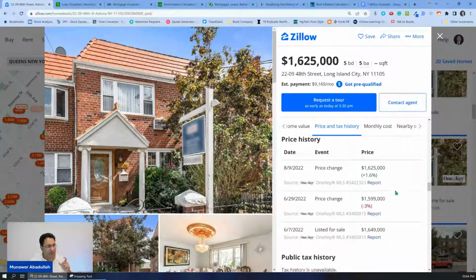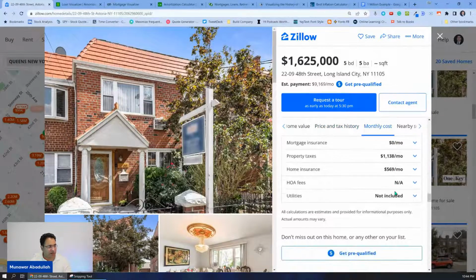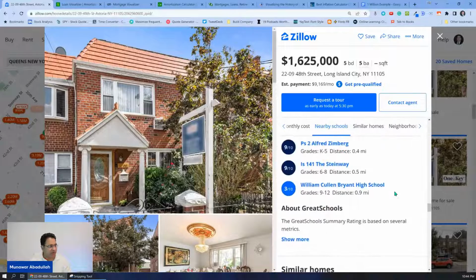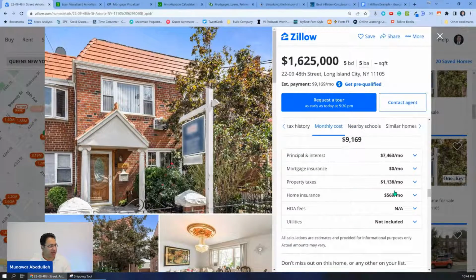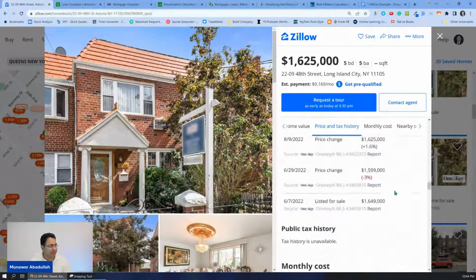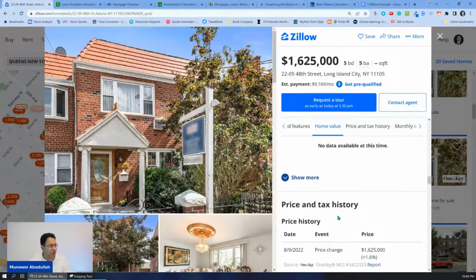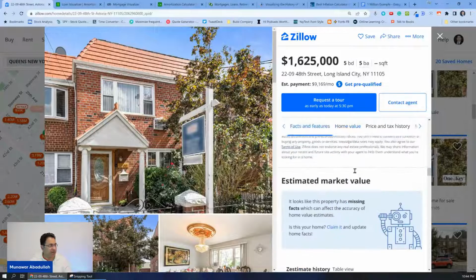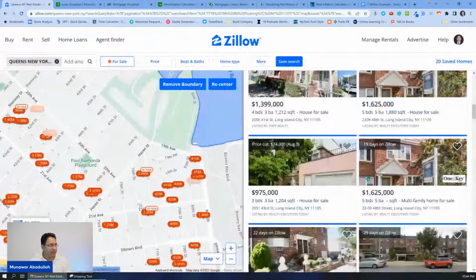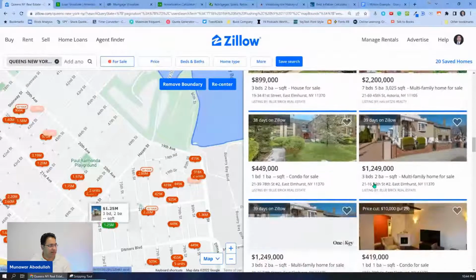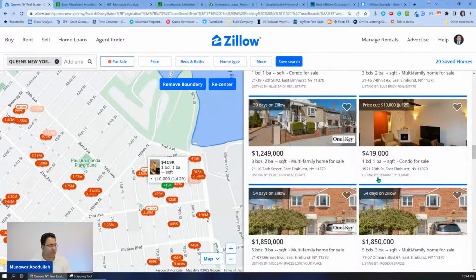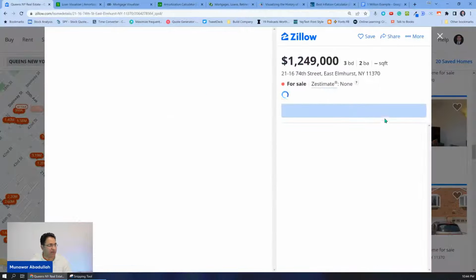So the market goes up and down. Sometimes people reduce the price, sometimes they come back. Now we have to look at the last time. So this home has not been sold in the last 10 years, I think. There is no price history available on this home. Anyway, let's pick something else. Maybe this is not single family homes, so this seems like a new building. Let's pick this one.